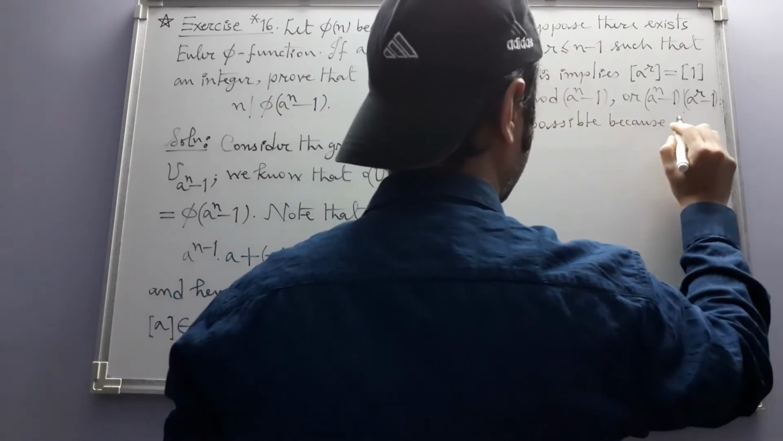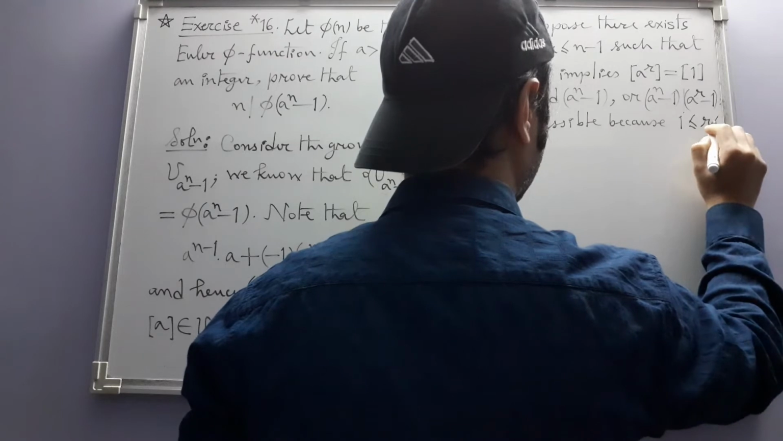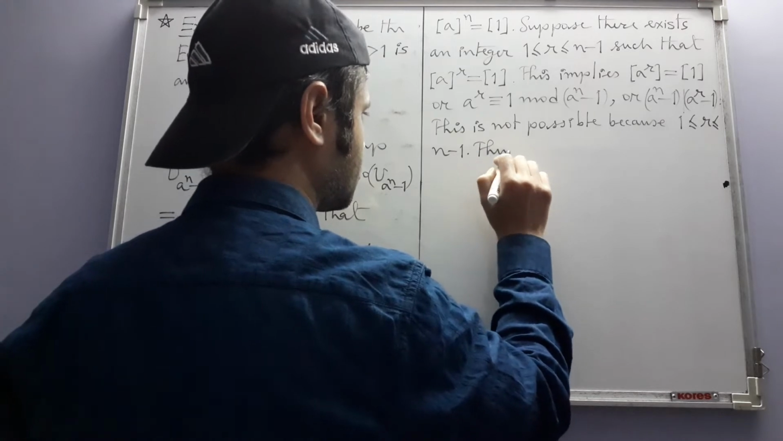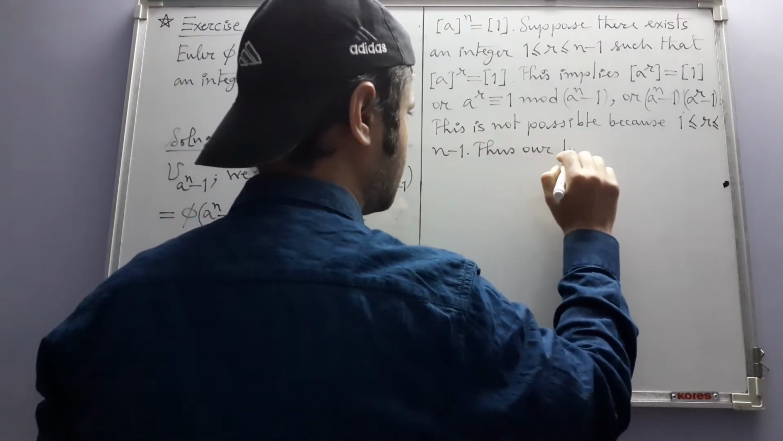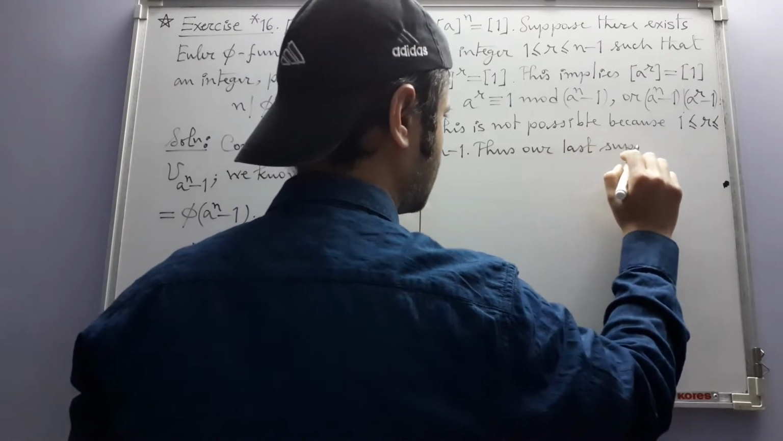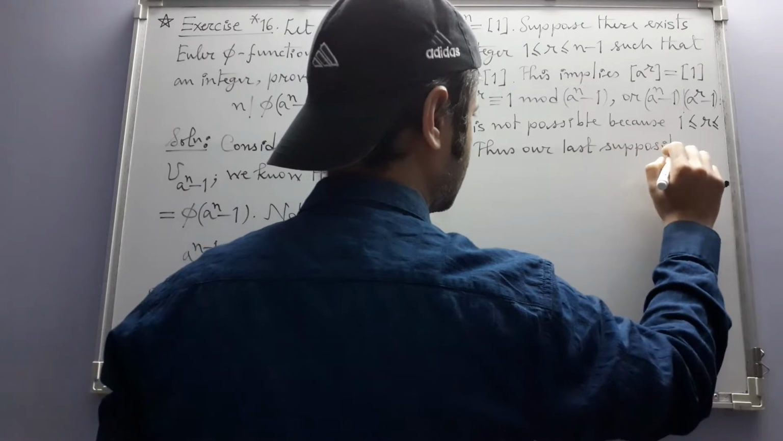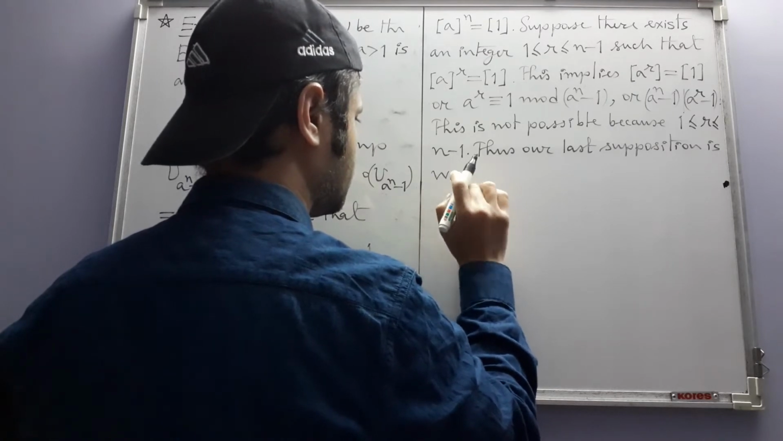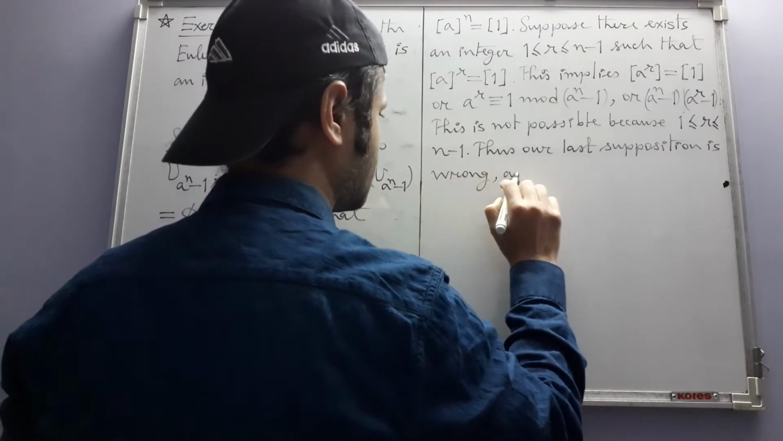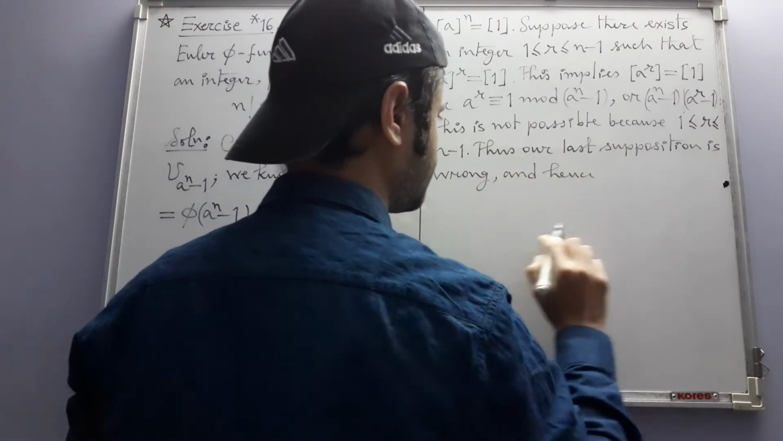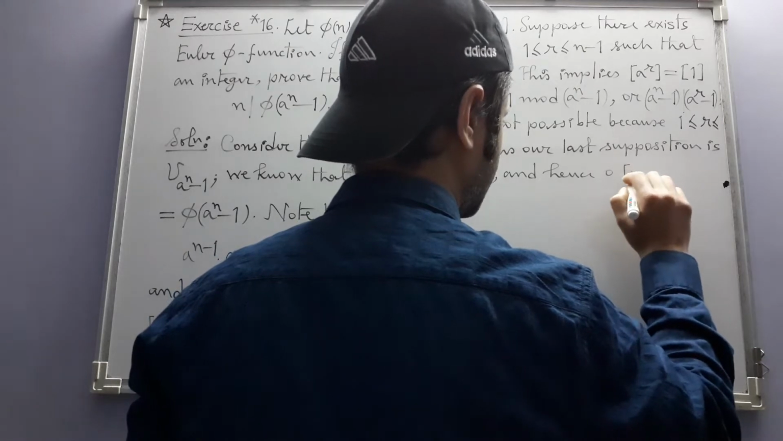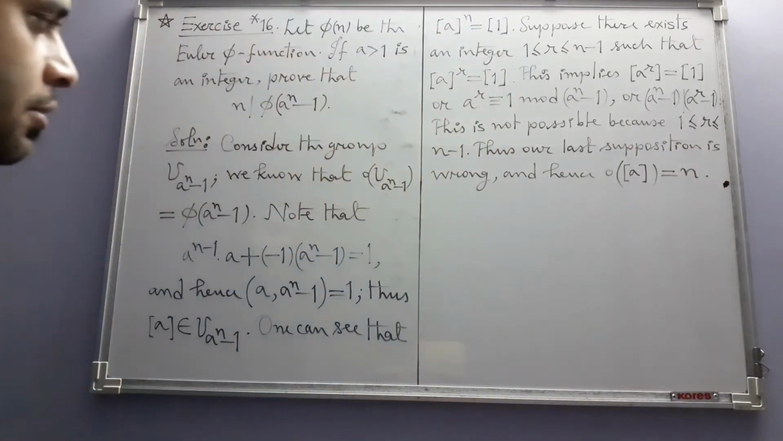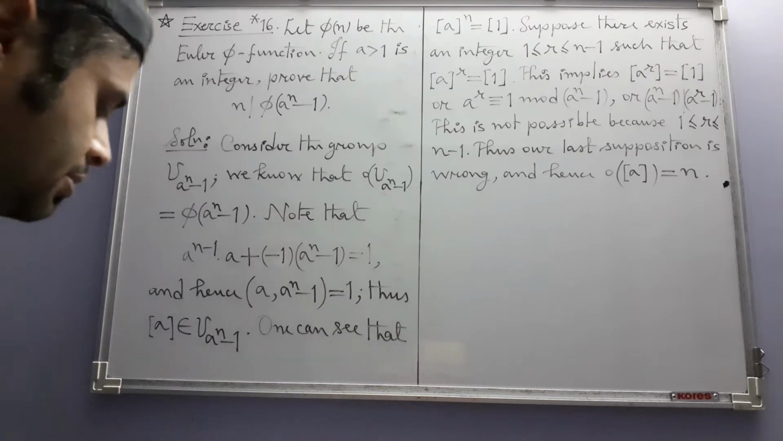Because of these inequalities, thus our last supposition is wrong. And hence, the order of this element is equal to n. Now we have all the things we need, all the pieces are available to us.